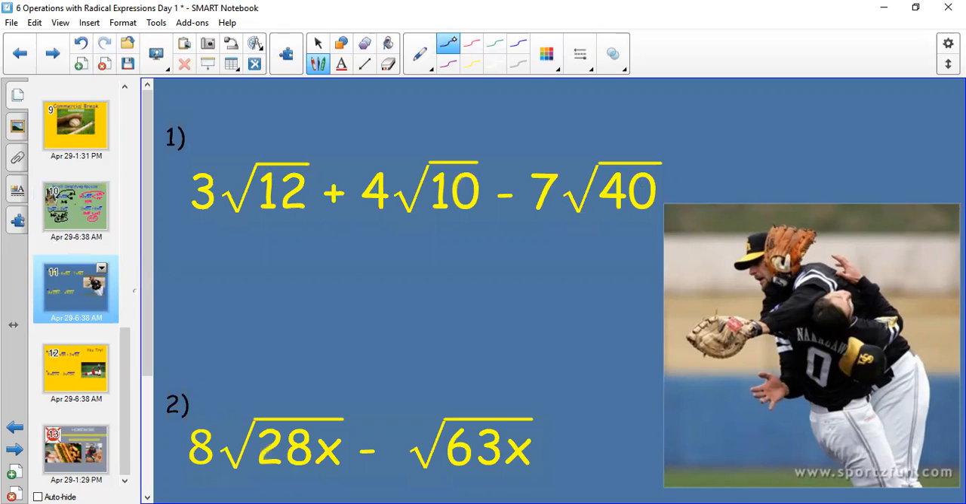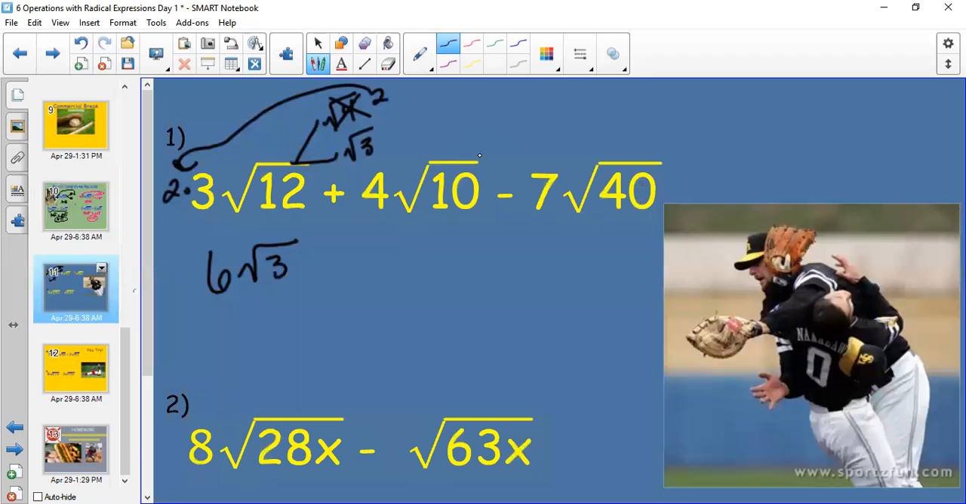Sometimes there could be more than one that could be simplified. So for example, this one. So always try to simplify everything that you can first. Square root 12 could simplify into square root of 4 times square root of 3. Square root of 4 is 2. That would come out front with the 3. So 2 times 3 is 6, and square root of 3. 10, I can only break up into 5 times 2, and neither of them are perfect squares, so that is already simplified. Square root of 40 would break up into 4 times 10.